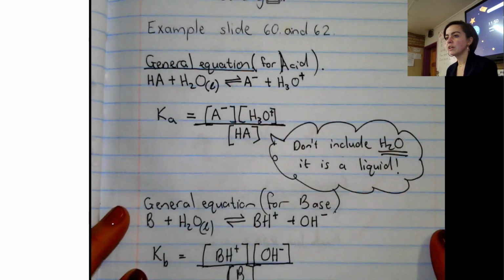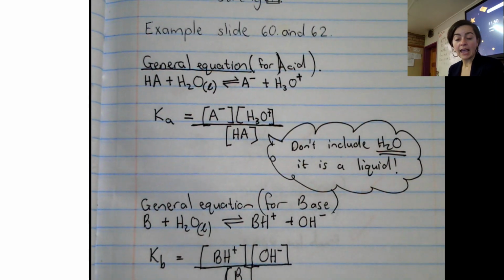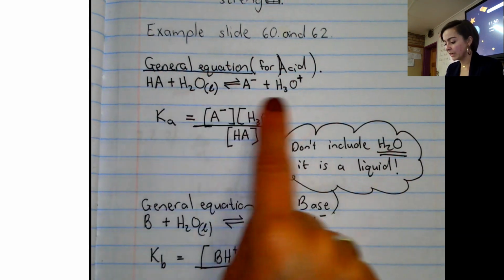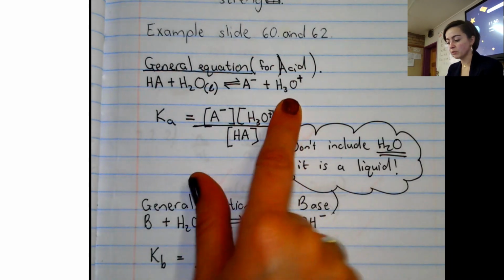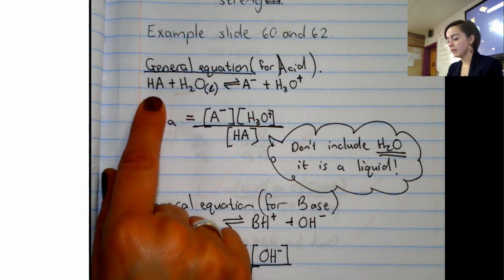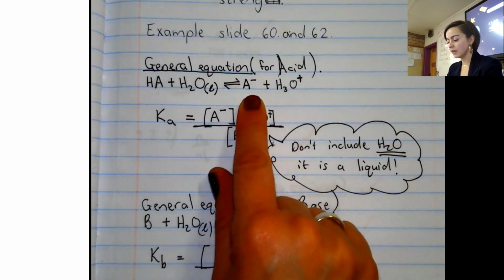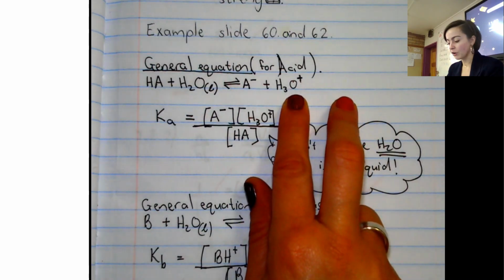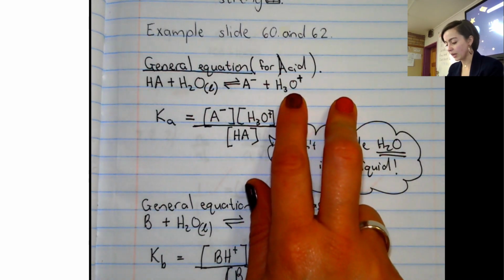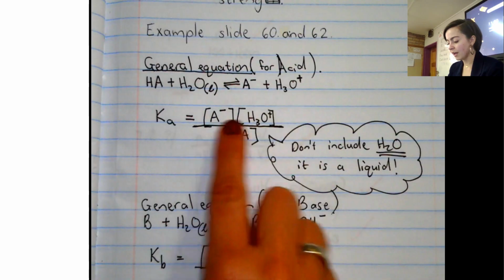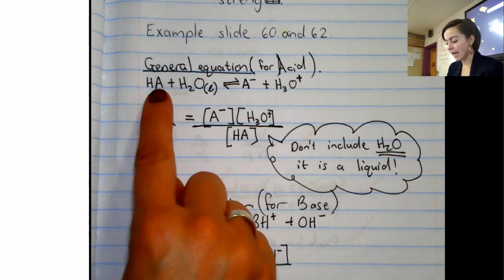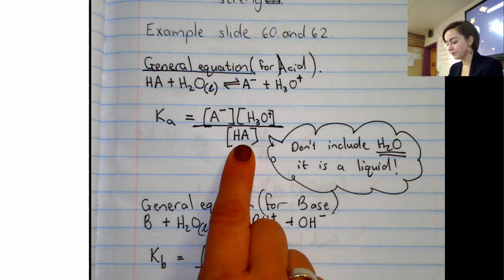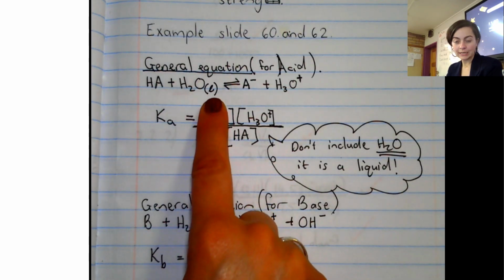But here is how I would calculate the equilibrium constant. This is just a general formula, where this represents the acid, there's my water, here is the ion for my acid, and this is the hydronium ion. The ions go at the top, and my acid goes at the bottom. Why don't we include the H2O? Because it's a liquid.